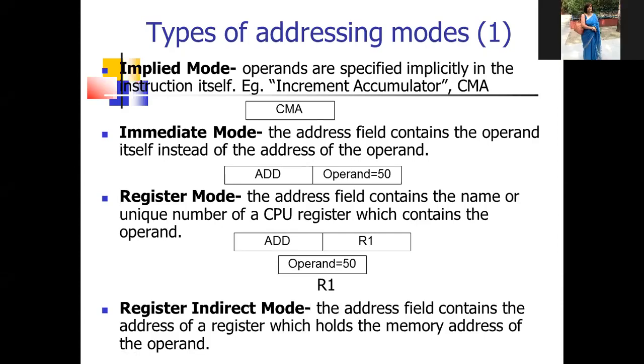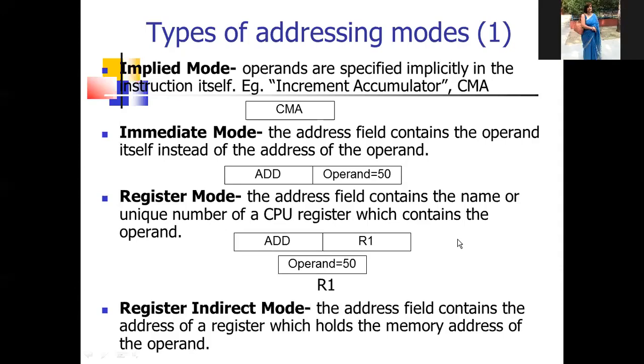It says that the address field does not consist of the value of the operand. Rather, it consists of a register. The register further consists of the address of the memory, where actually the data is being stored. Again, I will take one example to illustrate this concept.